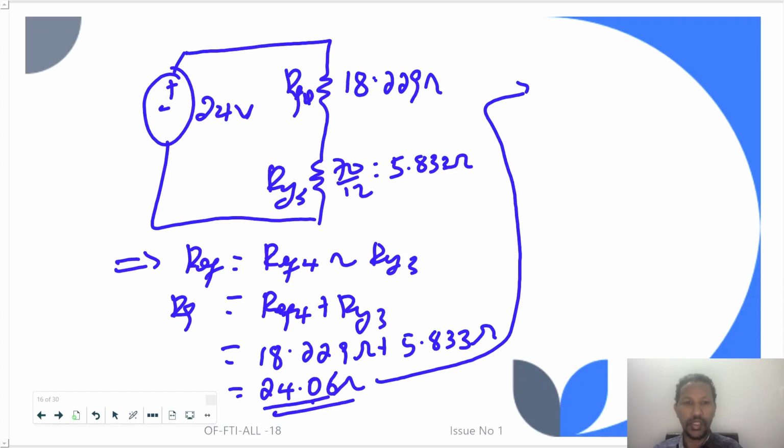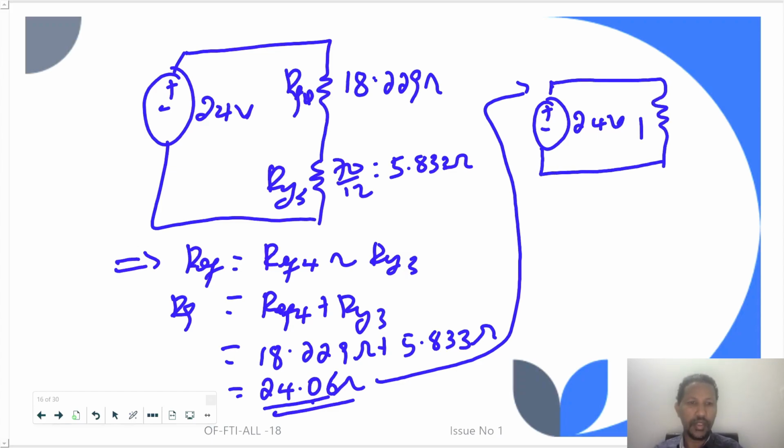Finally, the circuit is reduced to a simple circuit consisting of a voltage source in series with a single resistor. That means this is R equivalent, which is 26.06 ohm. So we have the total current I naught. We can apply Ohm's law.